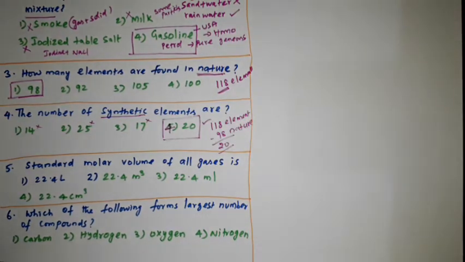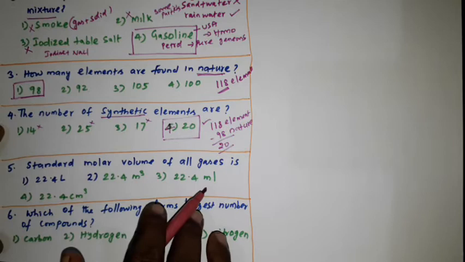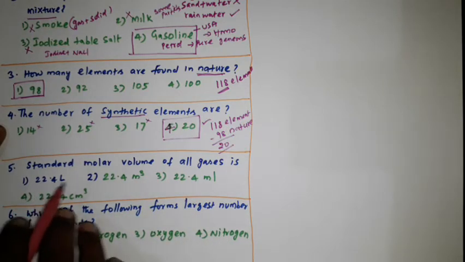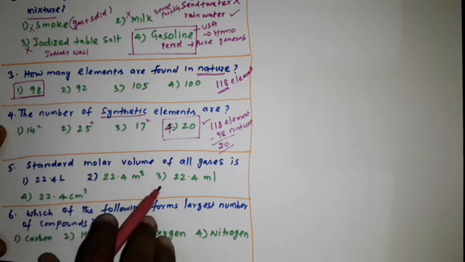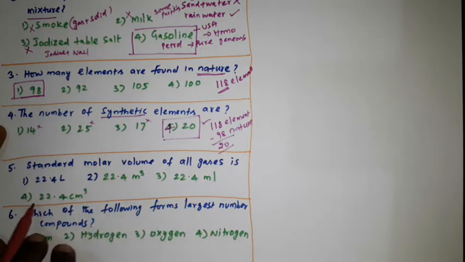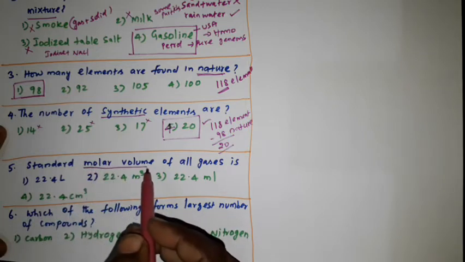Question number 5. Standard molar volume of all gases is: option 1, 22.4 liter; option 2, 22.4 meter cube; option 3, 22.4 ml; option 4, 22.4 centimeter cube. See here, molar volume. What is the meaning of molar volume?